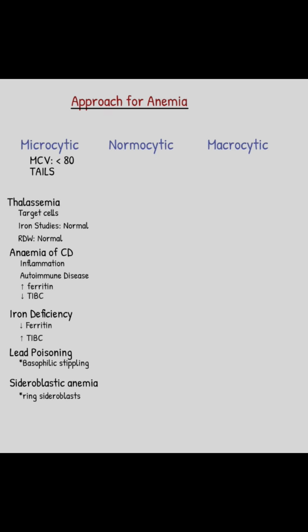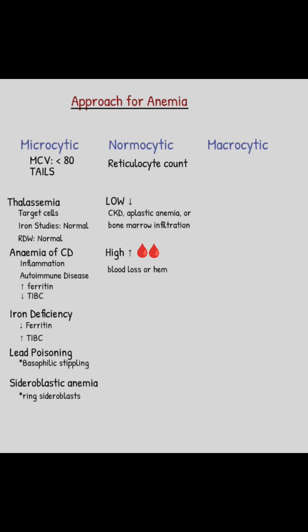Now, if you have a normocytic anemia, the next step is to look at the reticulocyte count. If you have a low reticulocyte, that means the marrow is not producing enough red blood cells, so you're thinking CKD, aplastic anemia, or bone marrow infiltration. Whereas a high reticulocyte means the bone marrow is responding, so you're thinking more states of blood loss or hemolysis. Remember, your key labs for hemolysis are going to be a high LDH and high indirect bilirubin.